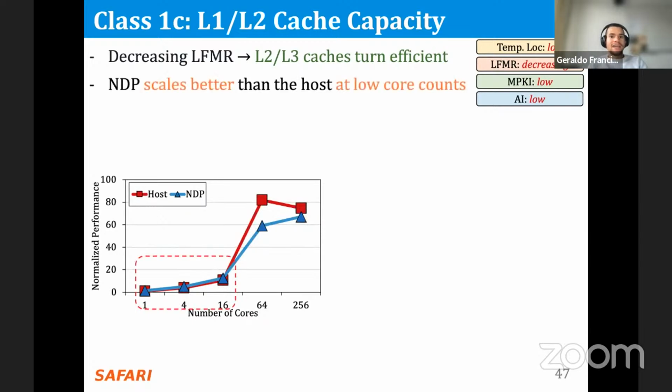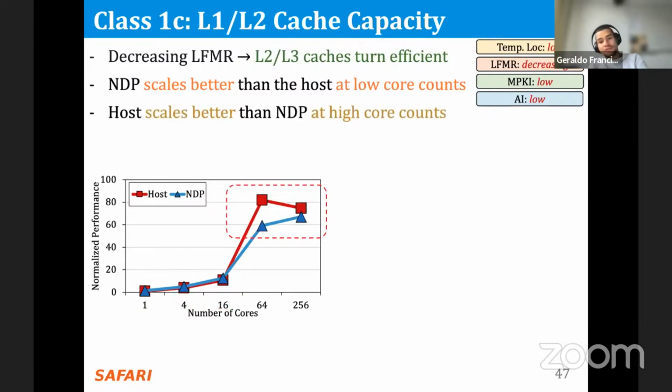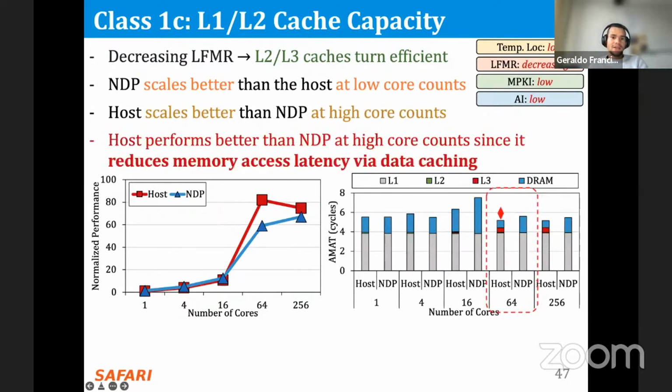At low core counts, the NDP system outperforms the host CPU system. With a low number of cores, the applications have medium to high last level cache miss ratio and behave like class 1B applications, where they are DRAM latency sensitive. However, as the number of cores increases, the host CPU system begins to outperform the NDP system. This is because, as the core count increases, the aggregate L1 and L2 cache size available to the host CPU system also increases, which reduces the number of misses in both L2 and L3 caches.